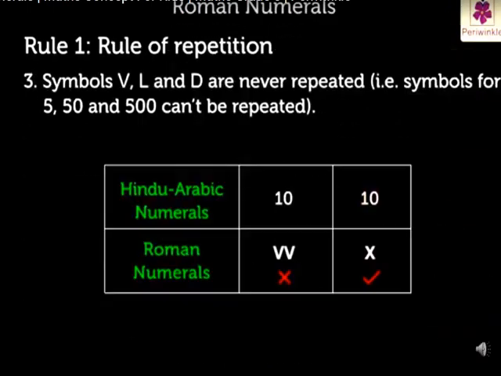In the rule of repetition, symbols V, L and D are never repeated. That is, symbols for 5, 50 and 500 cannot be repeated. This means that we cannot write the number 10 by repeating V, but we will write it as X.